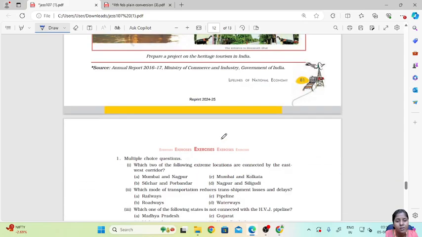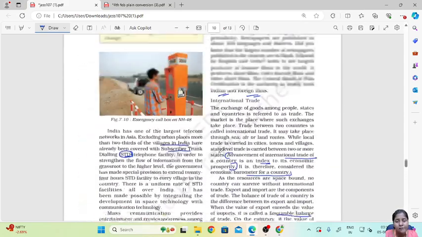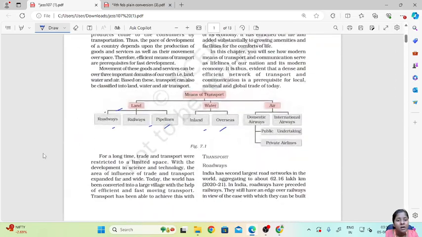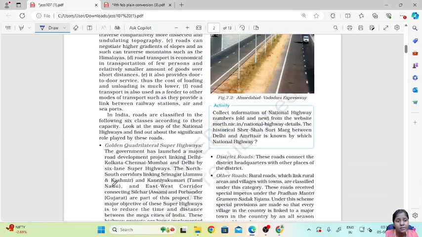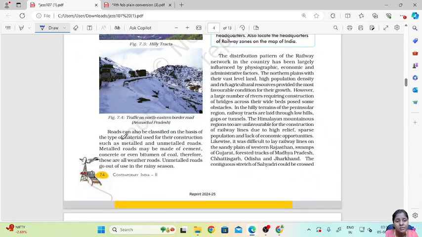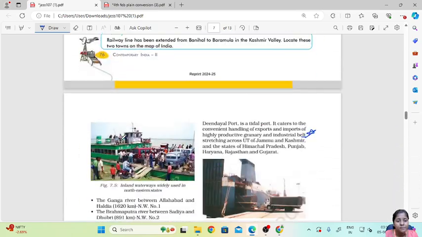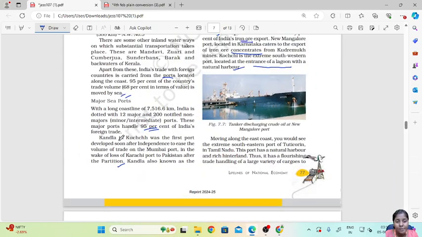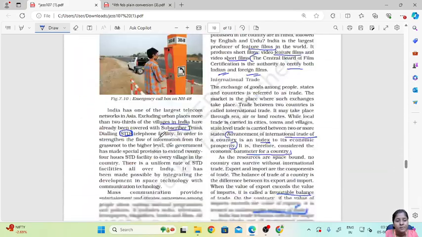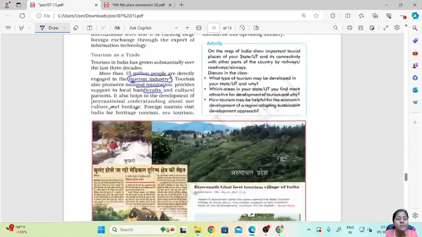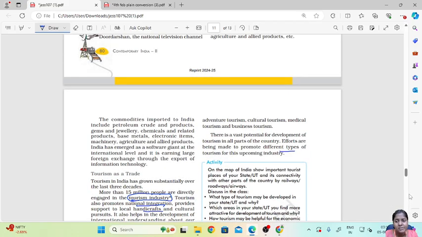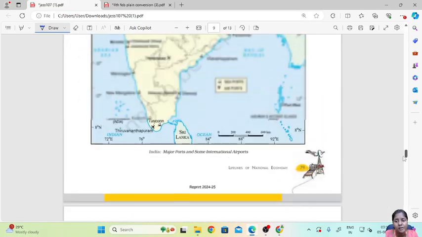So this is with regards to the chapter Lifelines of National Economy, and here we have learned about the different means of transport. Then we have seen roadways, airways, then pipelines, waterways, all these things. Then we also learnt about major seaports of India. Then the communication part we learnt about. Then tourism as a trade. Why tourism as a trade is important, as it will boost the economy of the country, right?